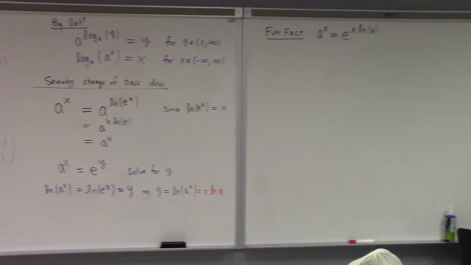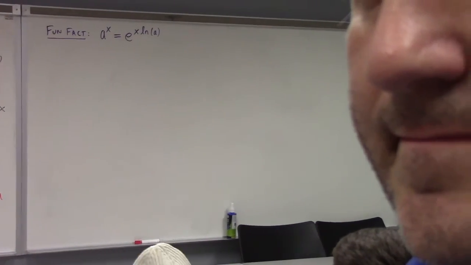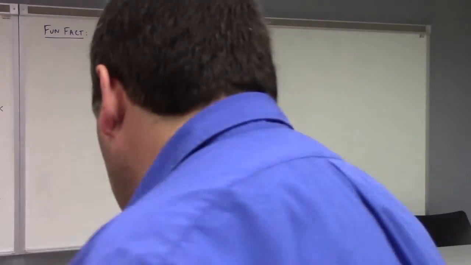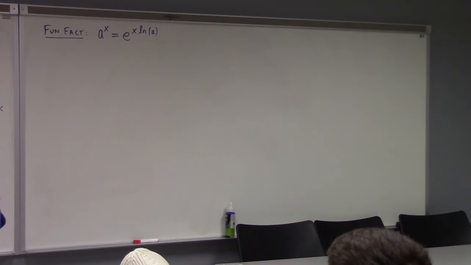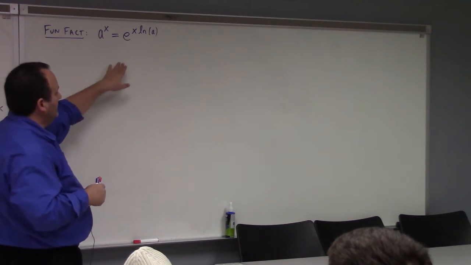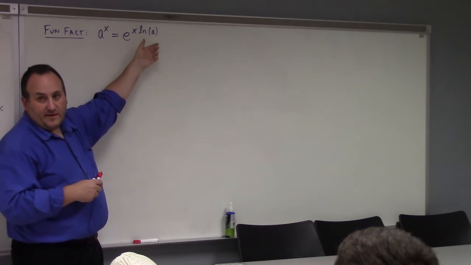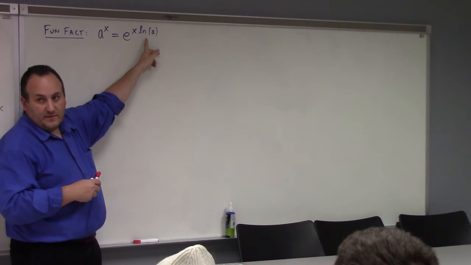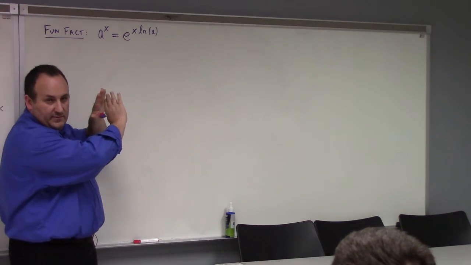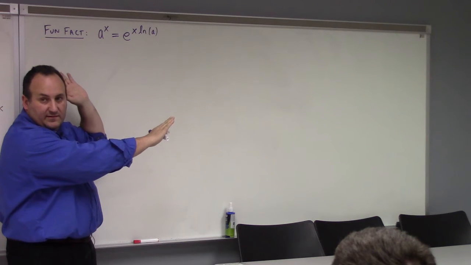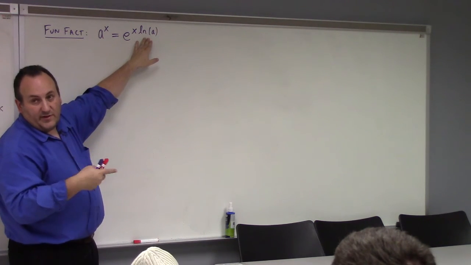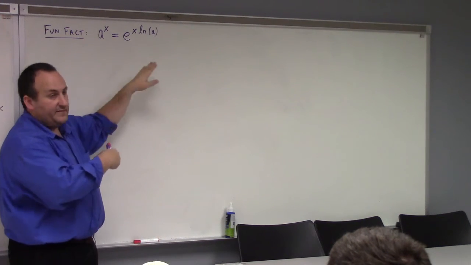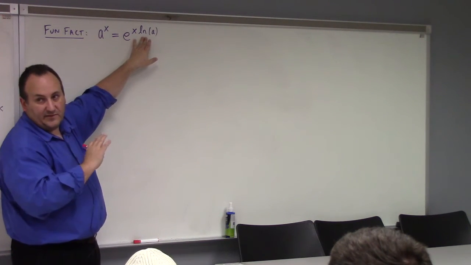What does that say about the graph of a to the x versus the exponential? Do you remember how it works? If you take one formula and you multiply the argument by a number, that's a horizontal stretching or compressing of the graph, right? Like if the number here is larger than 1, you're compressing the graph. If this number is less than 1, you're stretching it out.